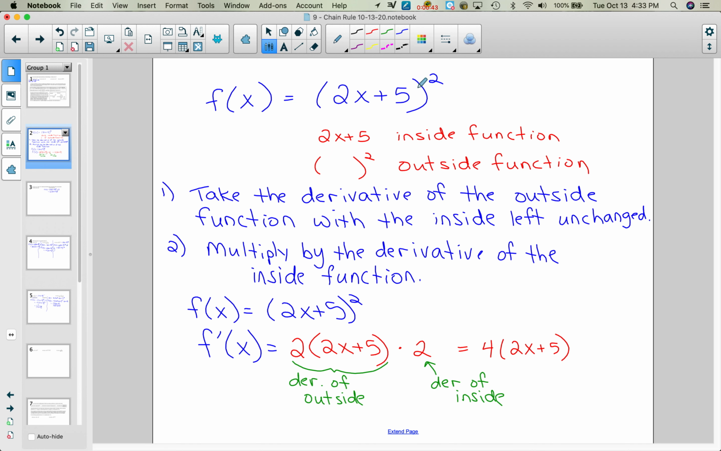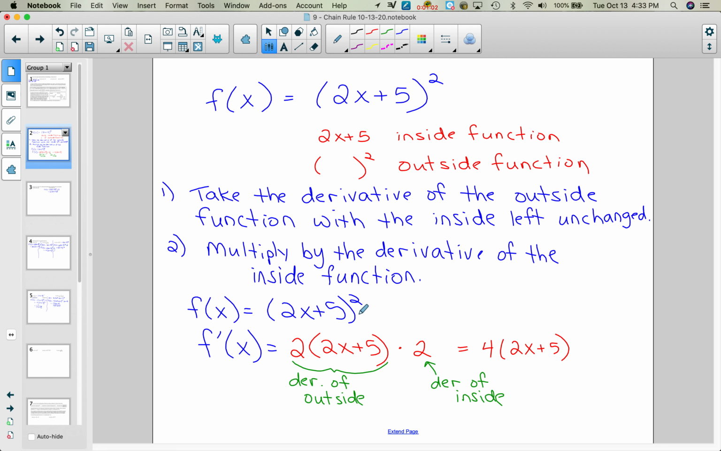So in order to use the chain rule, what you're going to do is take the derivative of the outside function with the inside left unchanged. And in this case, using the power rule, 2x plus 5 would be the inside function, and then something squared is the outside function. And then you're going to multiply that by the derivative of the inside function.